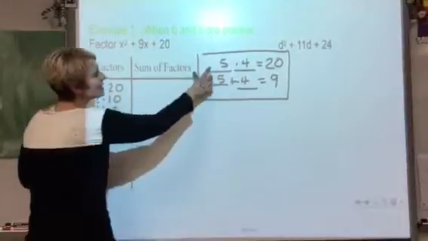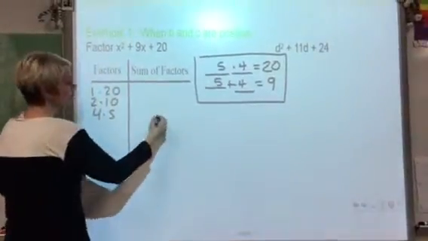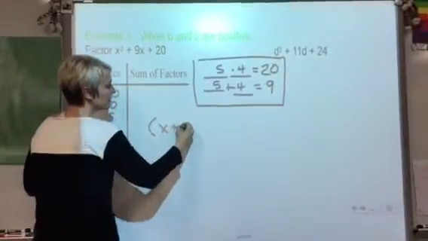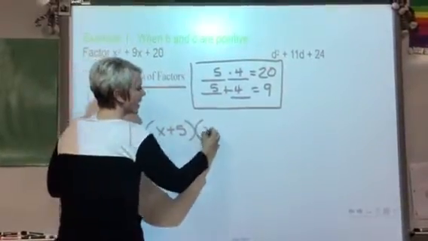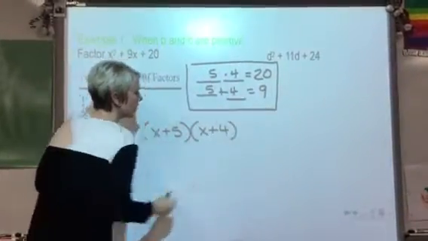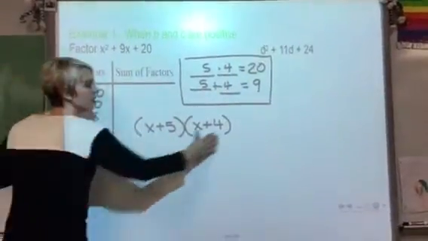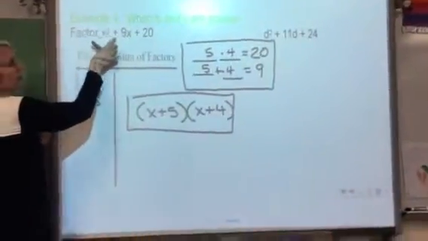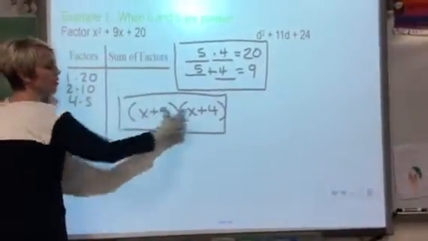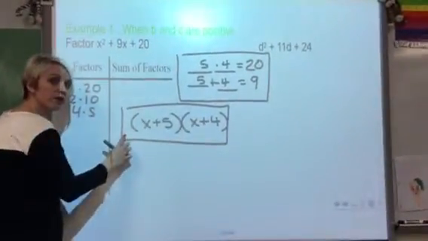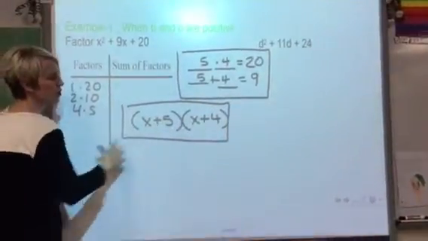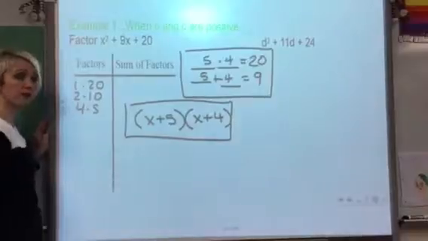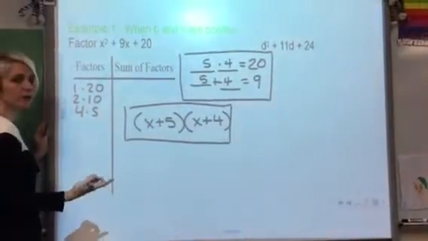So because this is a 5 and a 4, you can put parenthesis x plus 5, parenthesis x plus 4. These are the binomials that when multiplied together would give you x squared plus 9x plus 20. And you could actually use FOIL to check that, or you could use boxes to check that. This is the fastest way to solve. I will show you another way.